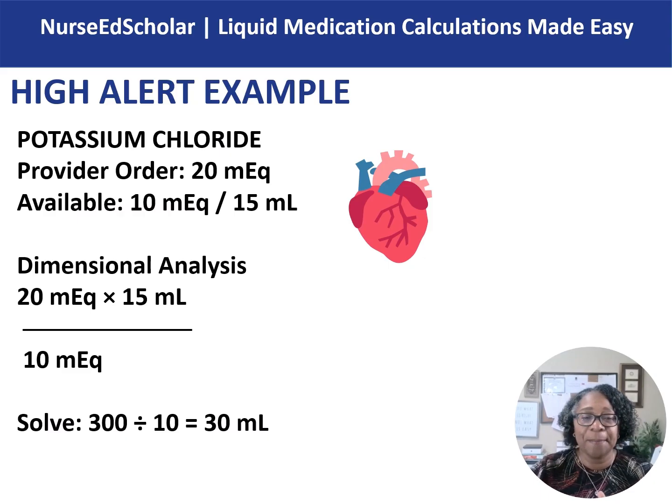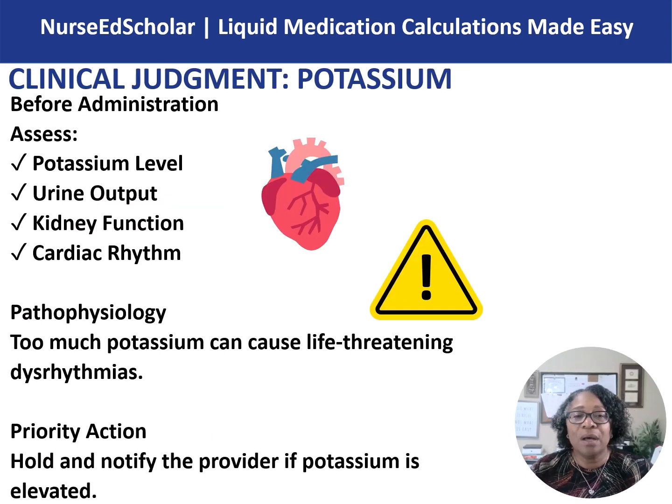Hopefully this is making sense. Now, before you give potassium, you have to remember that it affects cardiac conduction, electrical conduction. And too much or too little potassium can cause just horrible dysrhythmias. So before you want to give potassium, please check the potassium level.